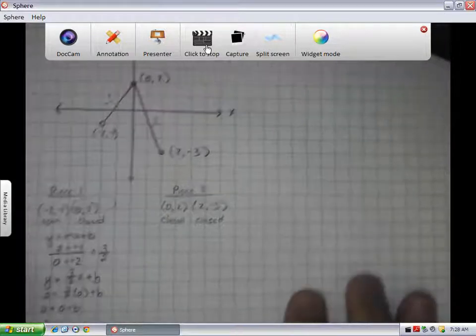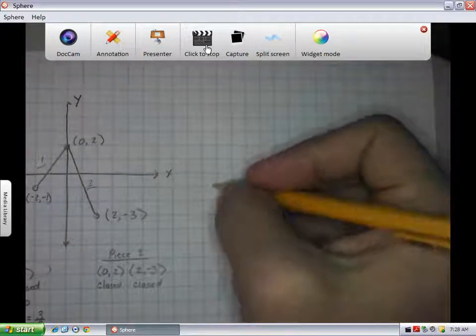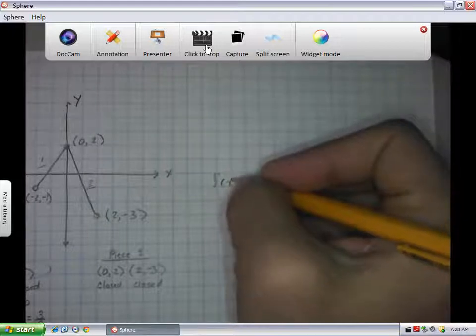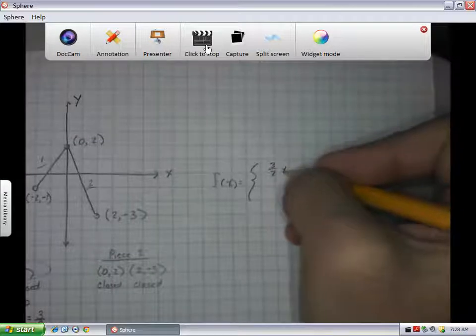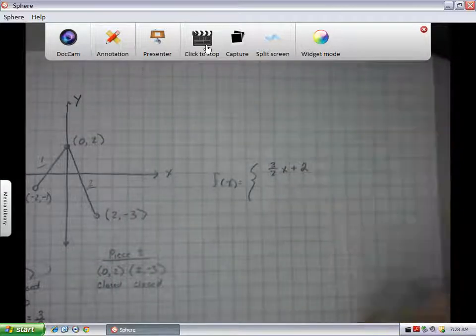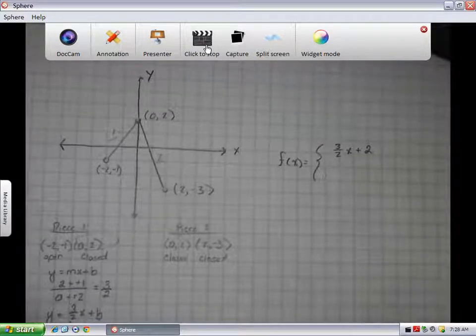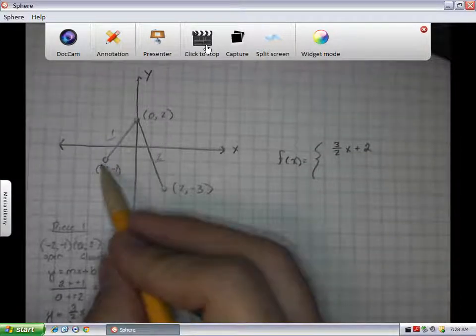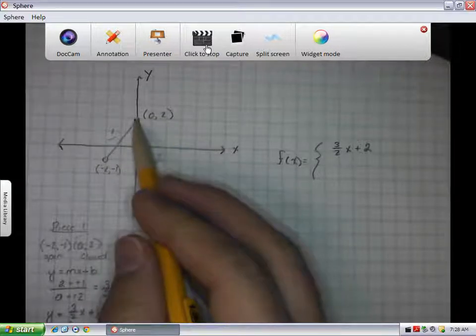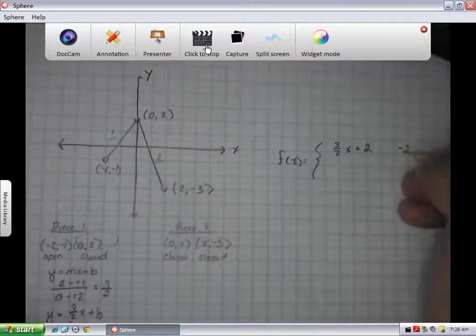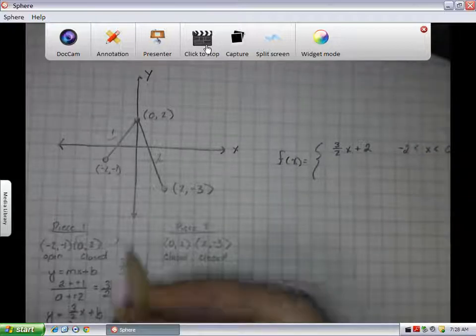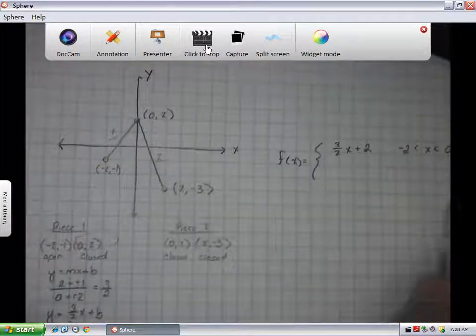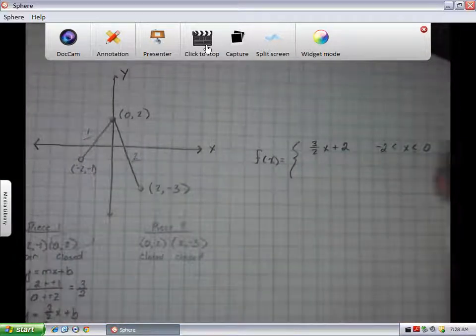So over to the right now, I'm going to write down that my equation is, for the first piece, 3/2 x plus 2. And looking back, I know that that piece goes from -2 as an x over to 0 as an x. So my domain is from -2 to 0. The -2 is an open circle, so I'm going to leave that as less than. The 0 is a closed circle, so I'll include the or equal to.